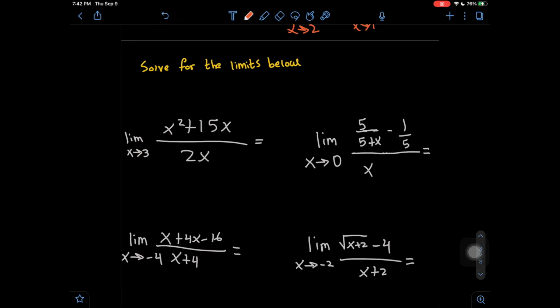And you might have to do some factoring, you might have to do some multiplying by the conjugate, and with these fractions it's very interesting as well. Let's go ahead and start. First problem says that the limit as x is approaching 3 of x squared plus 15x over 2x. And the first step you always want to do is direct substitution, where you directly substitute the value that x is approaching in for x.